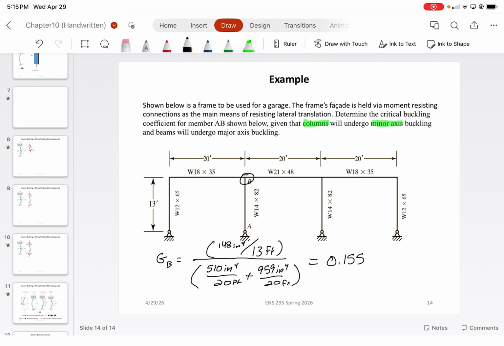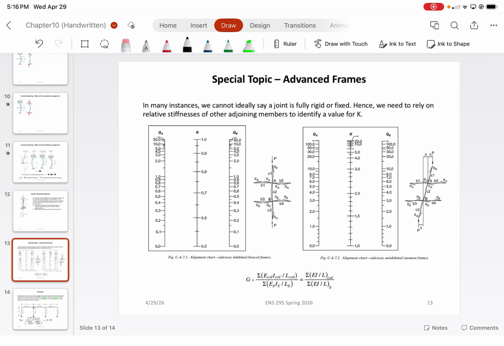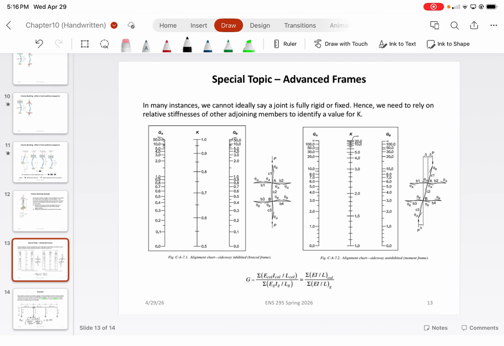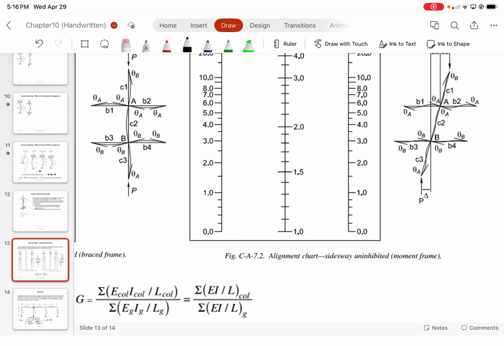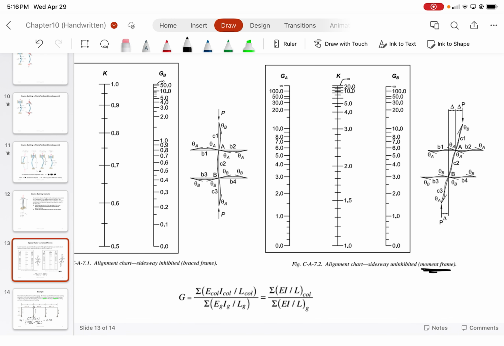So ultimately, it seems like the beams are going to be infinitely more stiff than the actual column subjected to bending in this plane specifically. So when we come to our table, we know that our GB connections are resisted through moment resisting frames. So we're going to use this table because the problem specified moment frame. All right. So we want to set GB equal to 0.15.